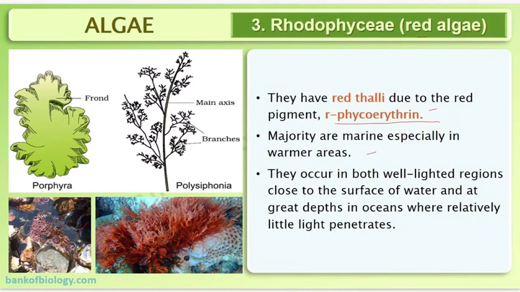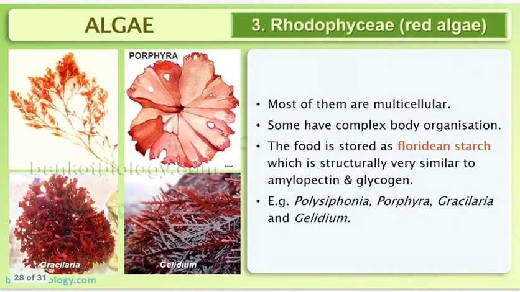As you are seeing here, you can see presence of the red color, Polysiphonia. Now, majority are marine, especially in warmer areas. They occur in both well-lighted regions close to the surface of water and at great depths in oceans where relatively little light penetrates. So, they were present deep down in the sea. Most of them are multicellular, okay, unlike the Chlorophycy, which are most of them unicellular.